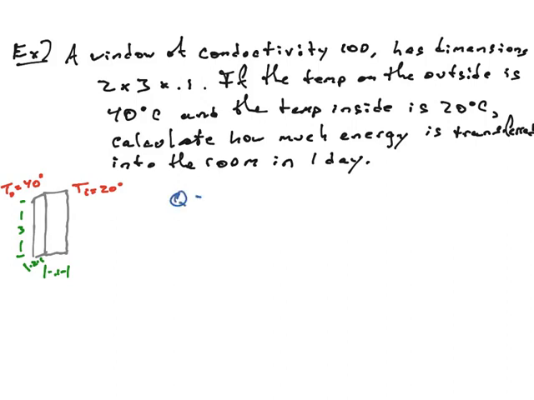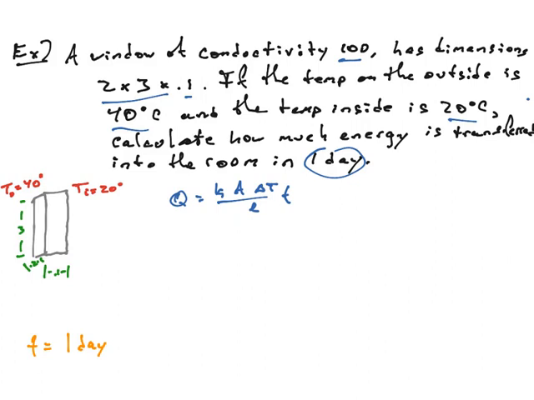So that's going to be Q equals K A delta T over L times little t. So what do I need? I need K. Do I know K? Yes. K, that is the 100. I need A. Well, I can calculate that from 2 by 3. I need the temperatures, 40 and 20. I need the thickness, that's the 0.1. And then I need time, which is 1 day. But remember, our normal units have to be seconds for time. So I need to calculate 1 day is how many seconds.